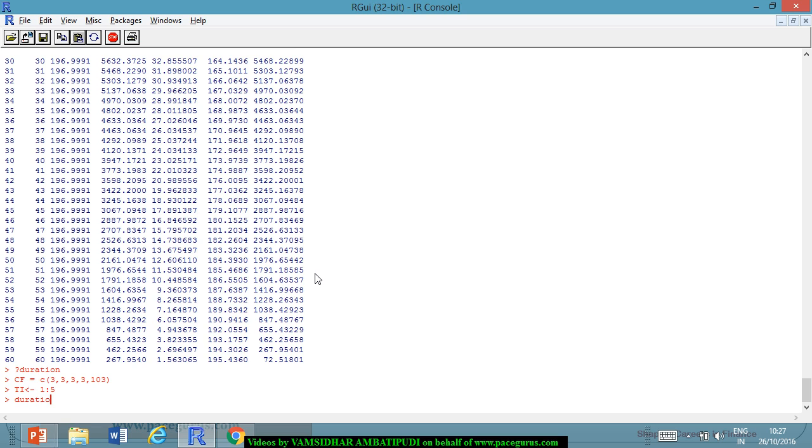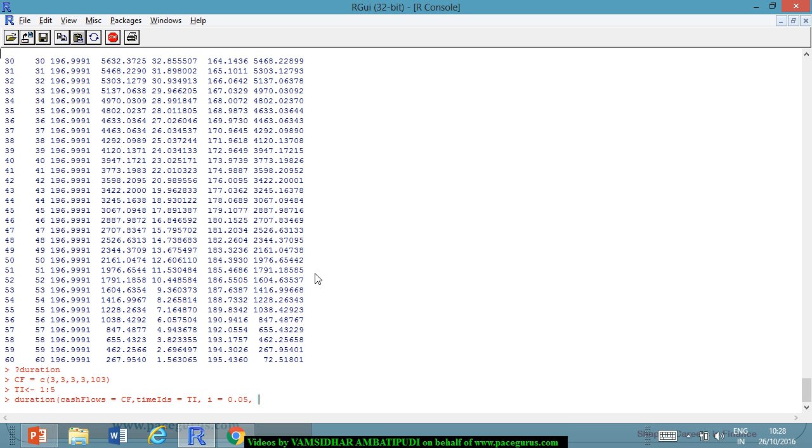First, let's find out the Macaulay duration. Then we'll try to find out the effective duration as well. So for finding out this duration, the cash flows I'll call CF. Then time IDs, I'll take it as TI. The interest rate, I've got it as one single number, 0.05. And here the payment, right?